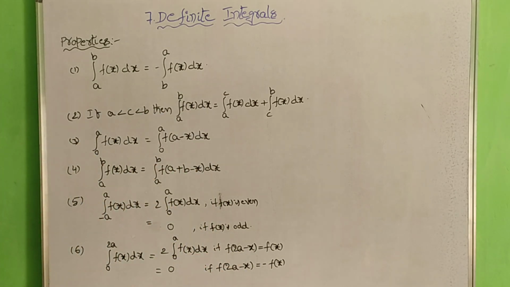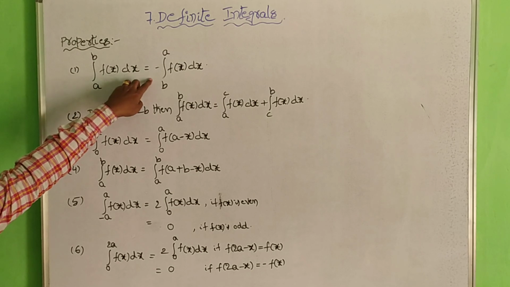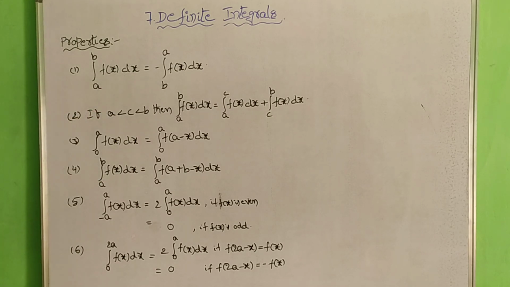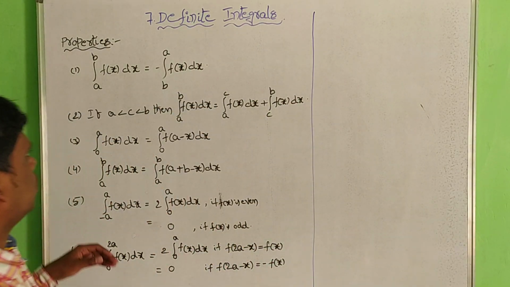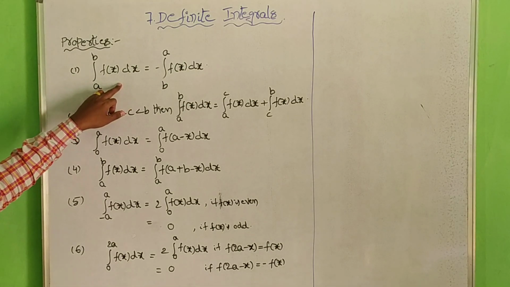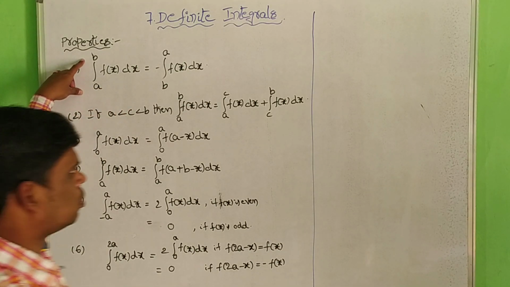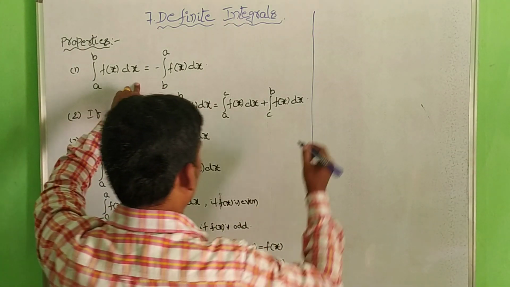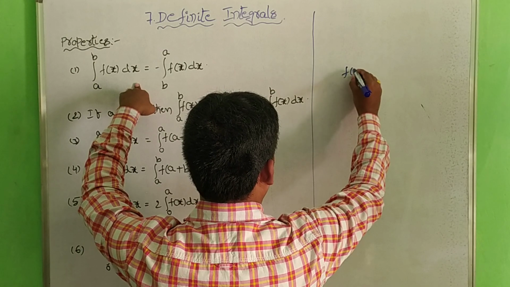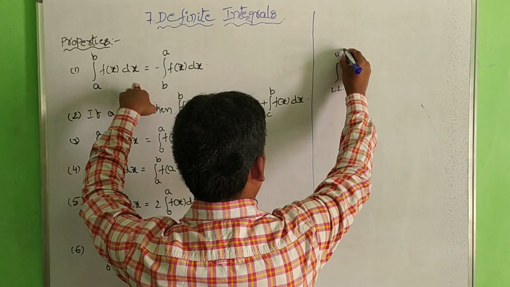First property: integral a to b f of x dx equals minus integral b to a f of x dx. This is the first property. This property we can use. A is called the lower limit, B is called the upper limit. In any case, we can integrate.